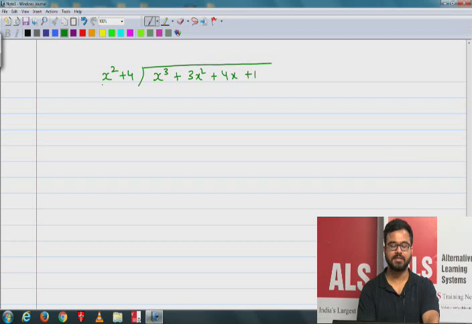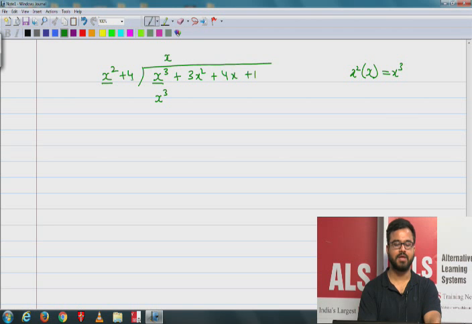So here it is x square and here it is x cube. So by what should we multiply x square to get x cube? We should multiply this by x. So in the top we will write x. So x square into x, that will be x cube. And now it is 4 into x, that will be 4x. So 4x will not be written below 3x square, we will write 4x over here. The like terms should be written accordingly.